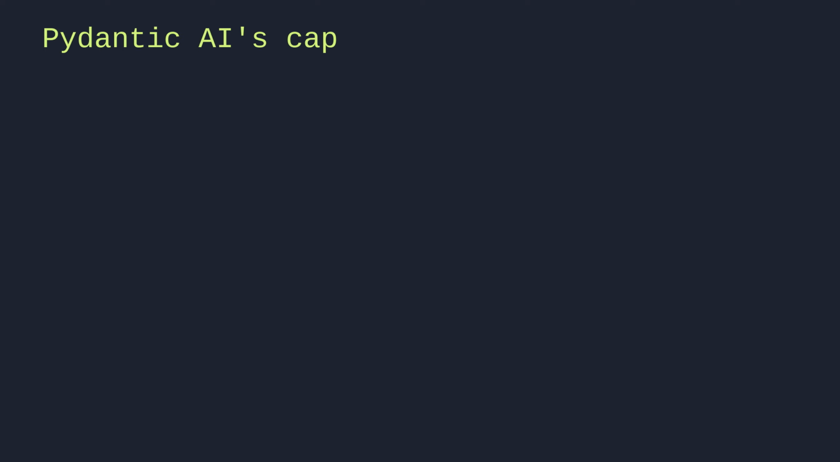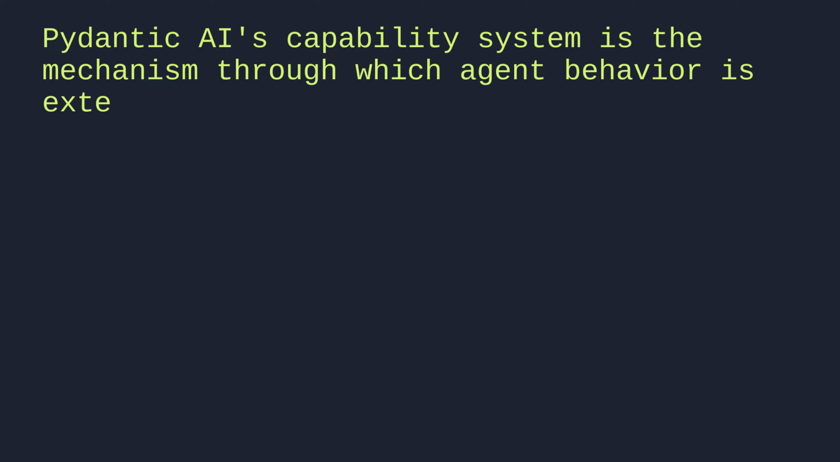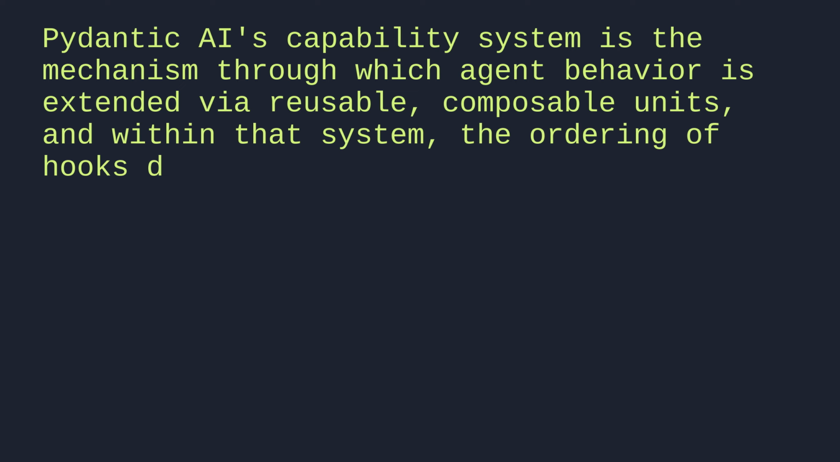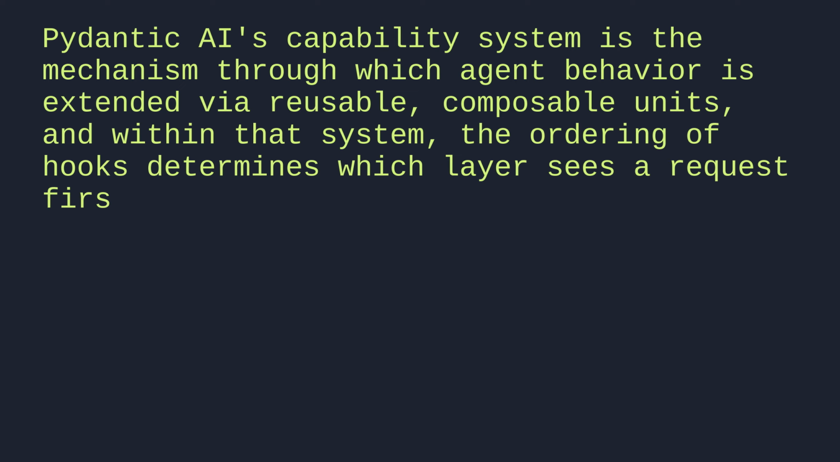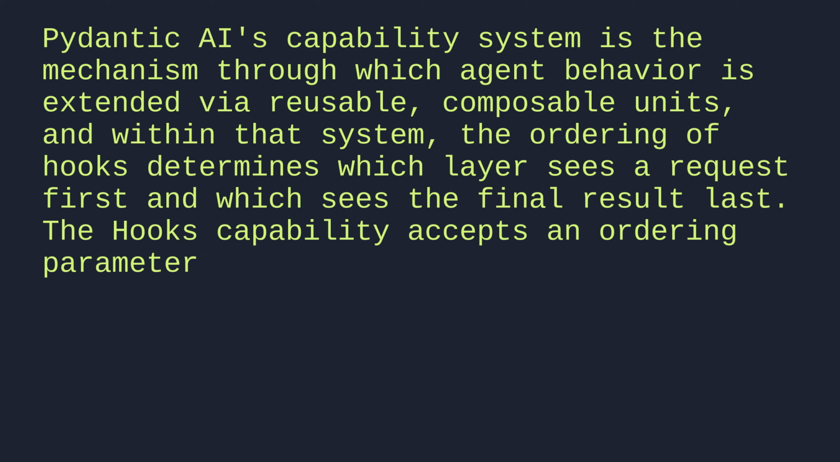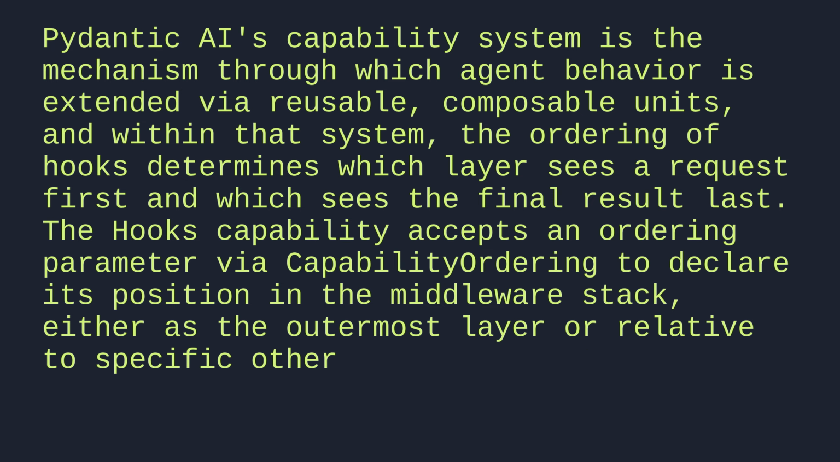Pydantic AI's capability system is the mechanism through which agent behavior is extended via reusable, composable units. And within that system, the ordering of hooks determines which layer sees a request first and which sees the final result last. The hooks capability accepts an ordering parameter via capability ordering to declare its position in the middleware stack, either as the outermost layer or relative to specific other hooks.